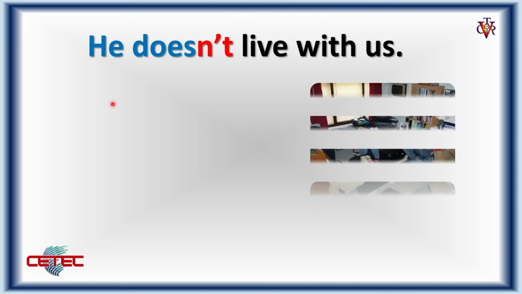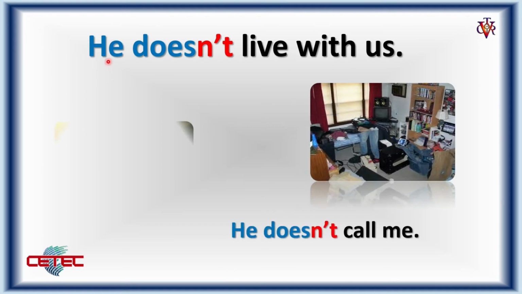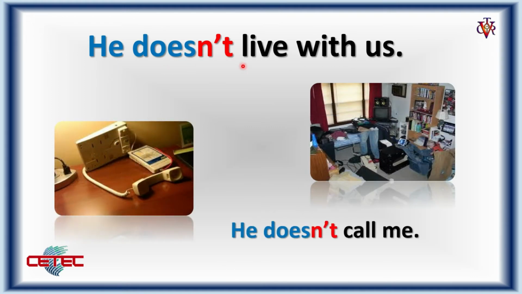Let's see now this example. He, it's a man. He doesn't live with us. He doesn't call me. Here, the subject is he. We are talking about a man. Doesn't means he is not doing it. Live is the verb. The complement is with us. He doesn't, here it's the auxiliary. The verb is call.